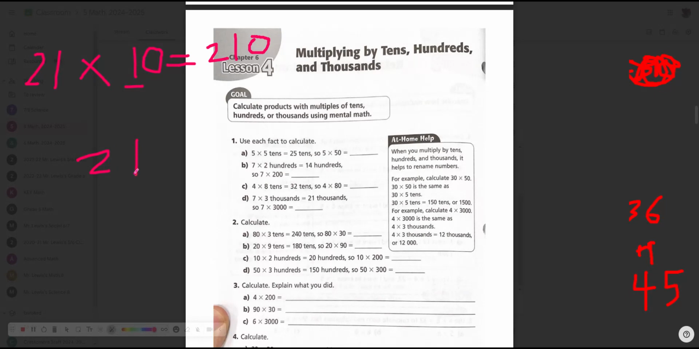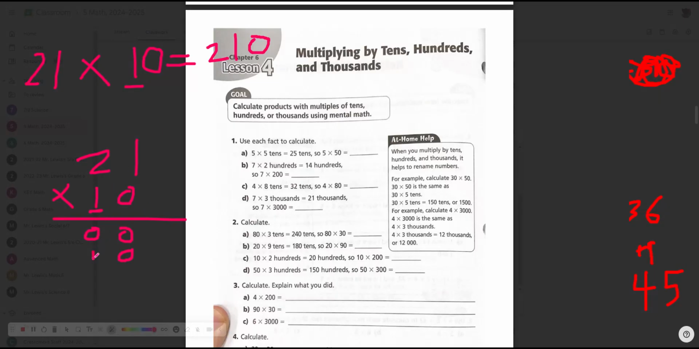Well, if we set up the standard algorithm, first I multiply by the 1s. So 0 times 1 is 0. 0 times the 2 is 0. Awesome. And before I start multiplying by this 1, I need to put a placeholder down here because I'm not multiplying by 1. I'm actually multiplying by 10. This is the 10's place value.